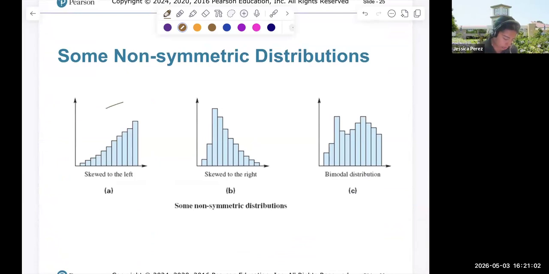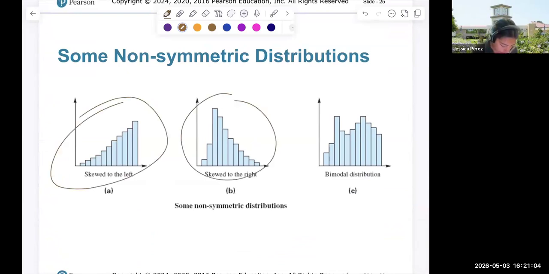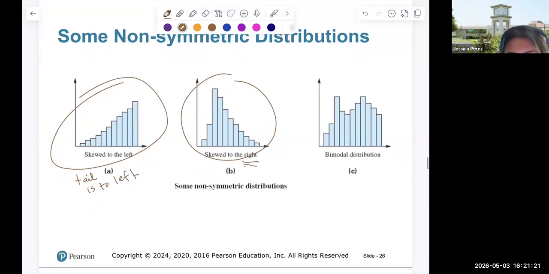This is skewed to the left, skewed to the right, skewed to the left, because look at how your data is. The tail is to the left. This one is to the right, and this is a bimodal, so it's not skewed.